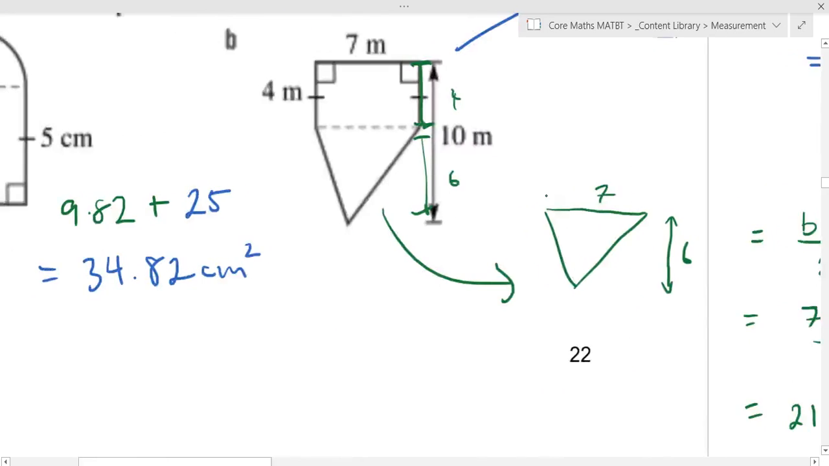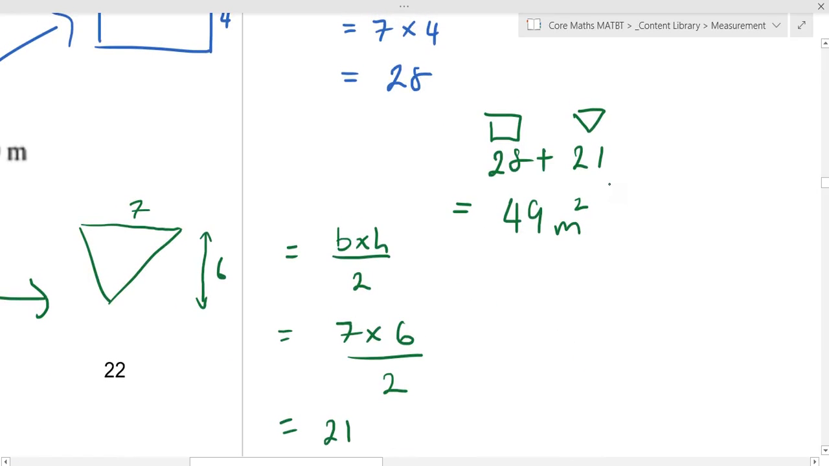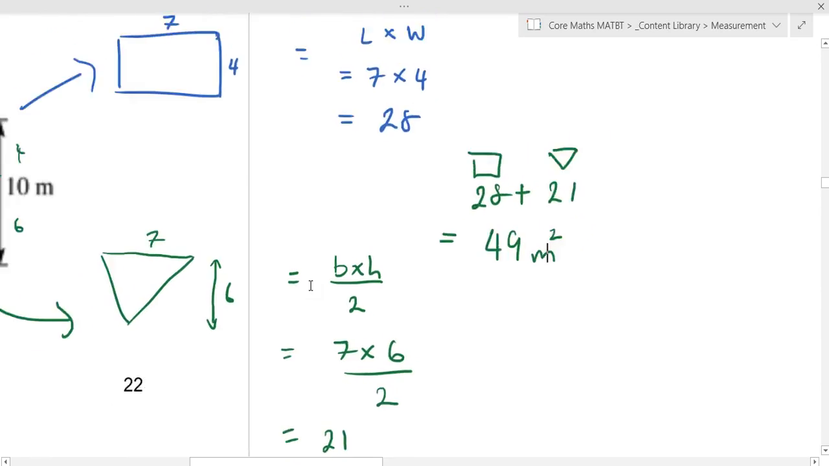What's the measurement here? Is it centimeters? Oh, it's meters. 49 meters squared. All right, that's that. Nice and easy. 49 meters squared.